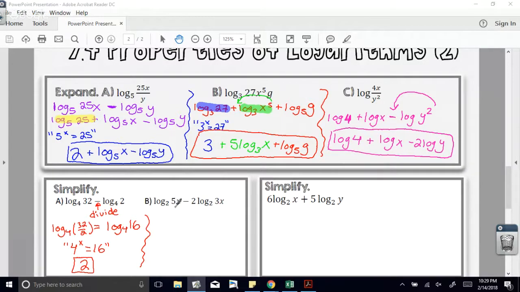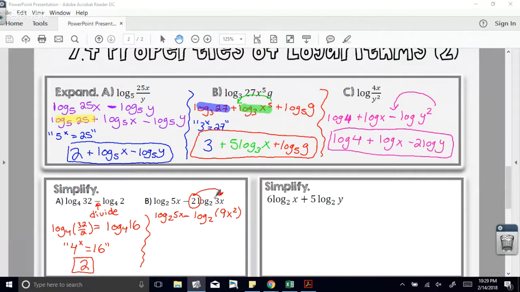Okay, over here with part B, same idea. First thing I notice is there's a 2 out in front. So when we go the other way, this 2 becomes the exponent. So this is really log base 2 of 5x minus log base 2. If I square 3, I get 9, and if I square x, I get x squared.